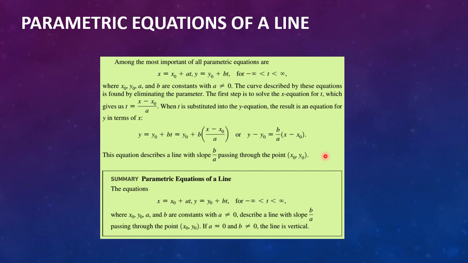Therefore, the equations x equals x sub 0 plus at and y equals y sub 0 plus bt for t between negative infinity and infinity, where x sub 0, y sub 0, a, and b are constants with a not equal to 0, describe a line with slope b over a passing through the point x sub 0, y sub 0. So these parametric equations give us basically what we used to think of in trigonometry as the equation of the tangent line. So this is the line going through x sub 0, y sub 0 with slope b over a.